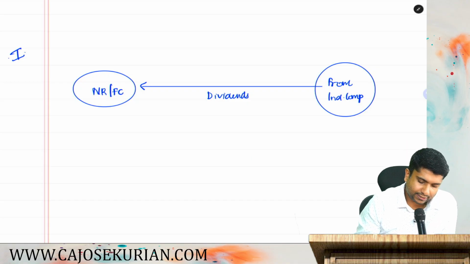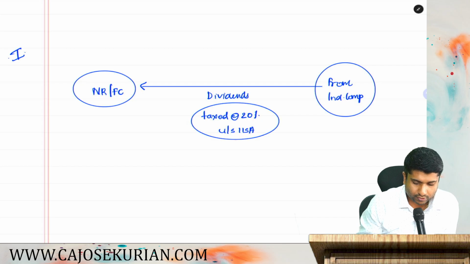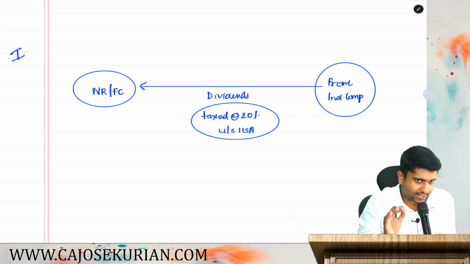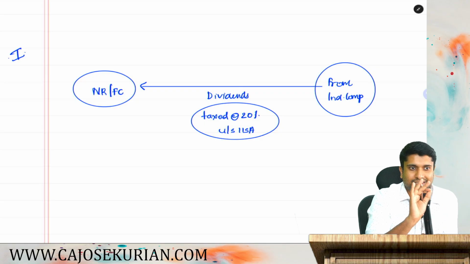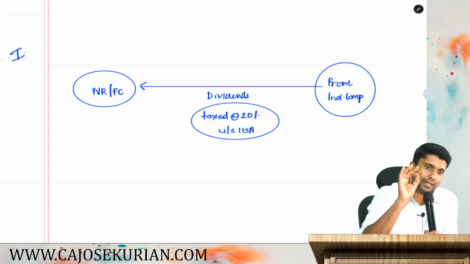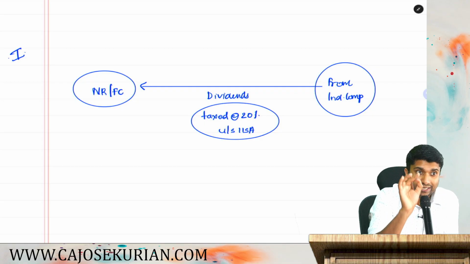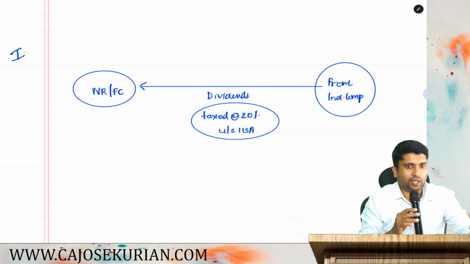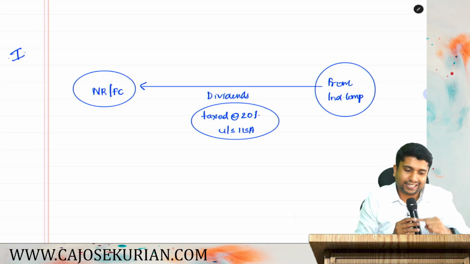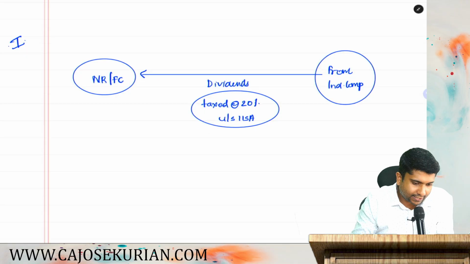Then what is the rate of tax? These dividends are taxed at a 20% rate under Section 115A. This is the first one. If you are a non-resident or a foreign company receiving dividend from an Indian company, it is not taxed as per the slab rate. These are taxed under 115A at a 20% rate of tax. Are you with me? Point number 1 is pretty simple. For that, there is another additional explanation.